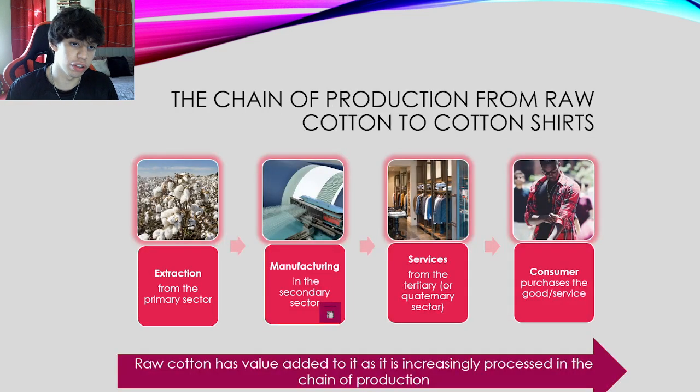The chain of production from raw cotton to cotton shirts. So you have, for example, the extraction from the primary sector, the manufacturing in the secondary sector, the services from the tertiary or quaternary sector, and then to the consumer, which purchases the good or the service. So raw cotton has value added to it as it is increasingly processed in the chain of production.